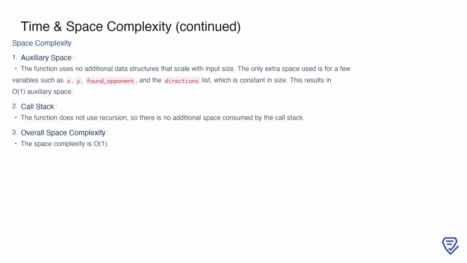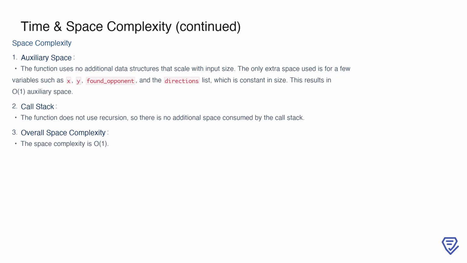Now turning to space complexity, the checkMove function does not use any data structures that grow with the input size. The only additional memory usage comes from a few variables such as x, y, found_opponent, and the directions list, which are all constant in size. This results in an auxiliary space complexity of O(1).